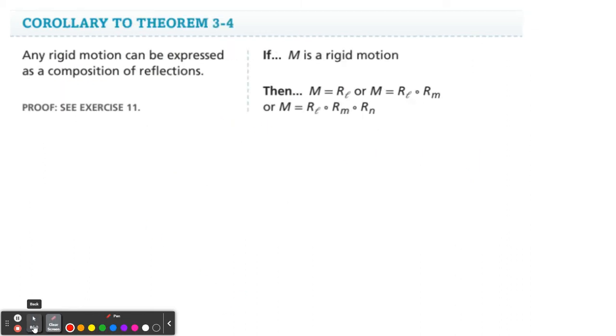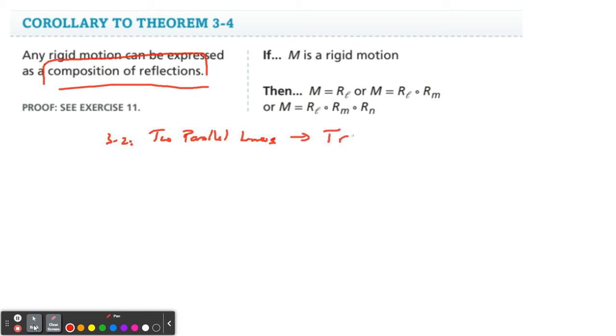All right. And then this last one here, it says any rigid motion can be expressed as a composition of reflections. Right. Reflections is where it's at. These guys control the translations and the rotations. So if you do in 3-2, if you reflect across 2 parallel lines, you end up being a translation. And remember that translation moves a distance of 2d, where d is the distance between the 2 parallel lines.